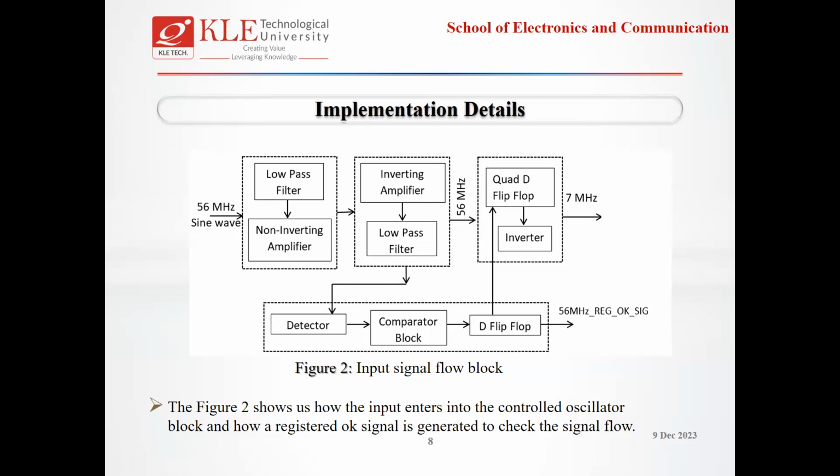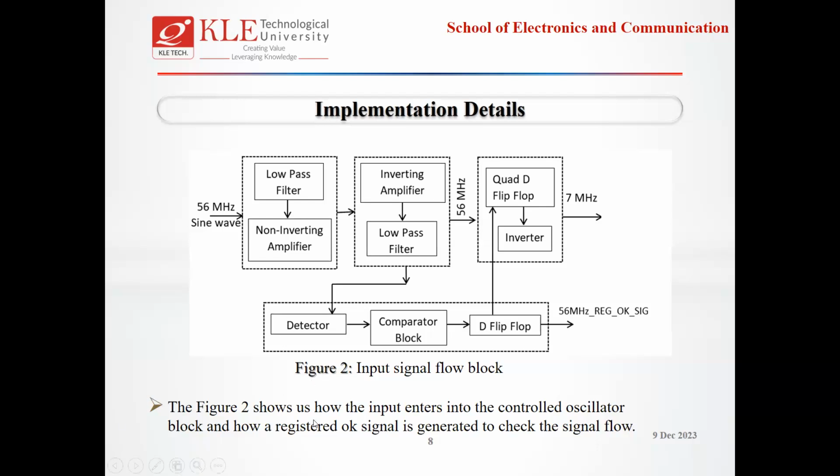And this output from the non-inverting amplifier is again given to an inverting amplifier. Here it is given to the inverting terminal of this amplifier. Hence the output will have 180 degrees of phase shift, and more gain of 3 dB is generated here. And this output is again given to the quad flip-flop. This output will act as a clock to this flip-flop, and it is given to the inverter. Here, if you see, this signal is passing through 2 blocks. One is going to the quad flip-flop, and another signal is going to the detector block.